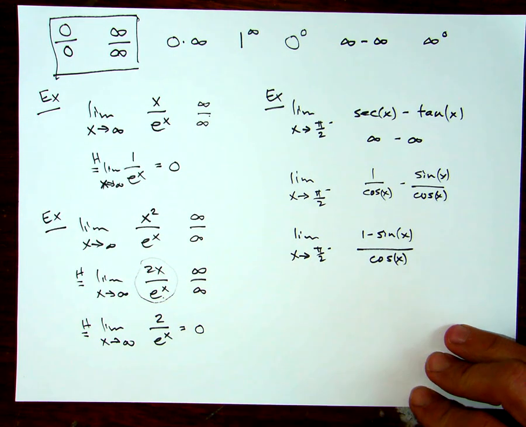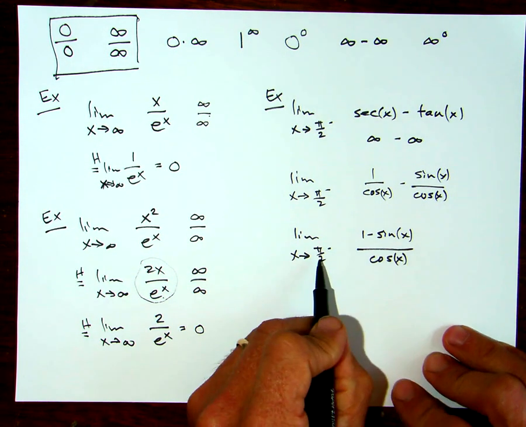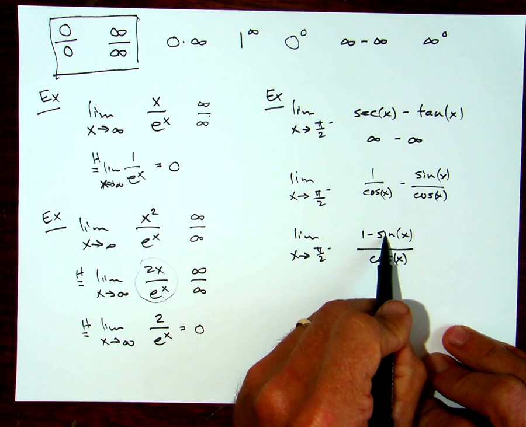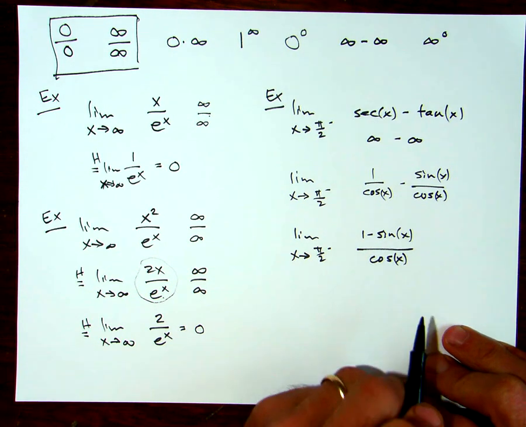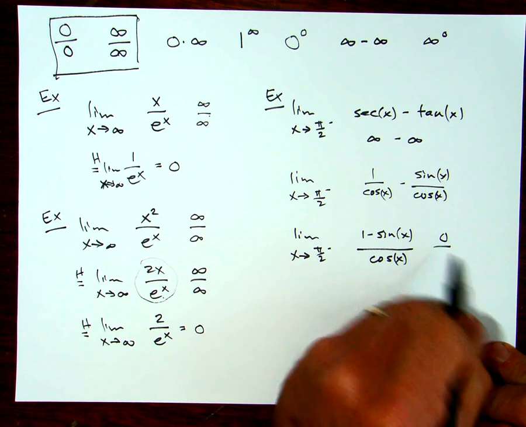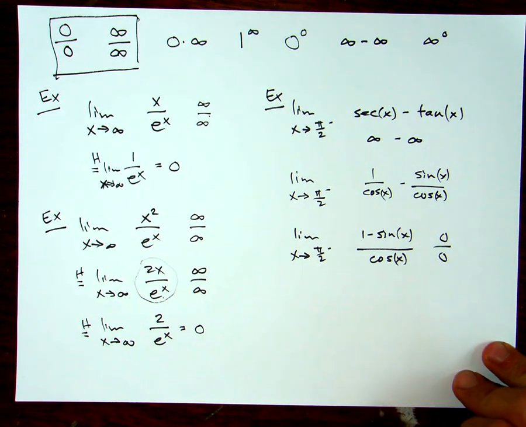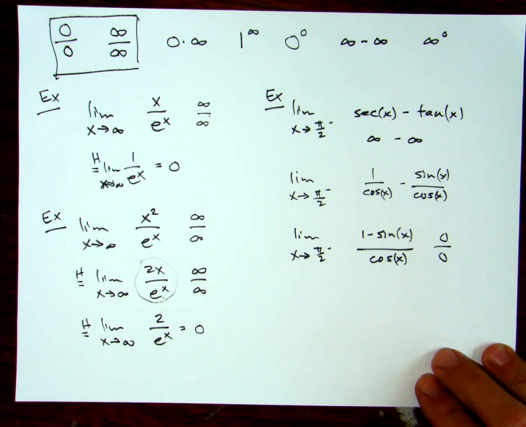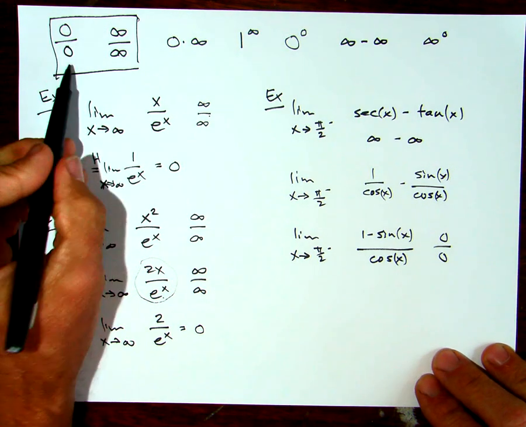So now let's think about what's going on when I put in pi over 2. Sine of pi over 2 is 1, cosine of pi over 2 is 0. So 1 minus 1 is 0, and cosine of pi over 2 is 0. So now I have the indeterminate form that I need to apply L'Hopital's rule: I have this 0 over 0. So let's apply L'Hopital's rule.